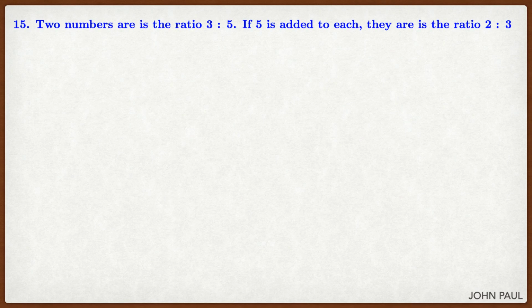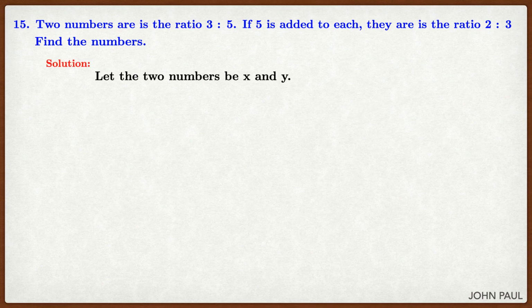15th problem. The two numbers are in the ratio 3 is to 5. If 5 is added to each, they are in the ratio 2 is to 3. Find the numbers. Solution. Let the two numbers be x and y. x by y equal to 3a by 5a. Since the ratio is given, we wrote 3a by 5a. Therefore, we get x equal to 3a and y equal to 5a.